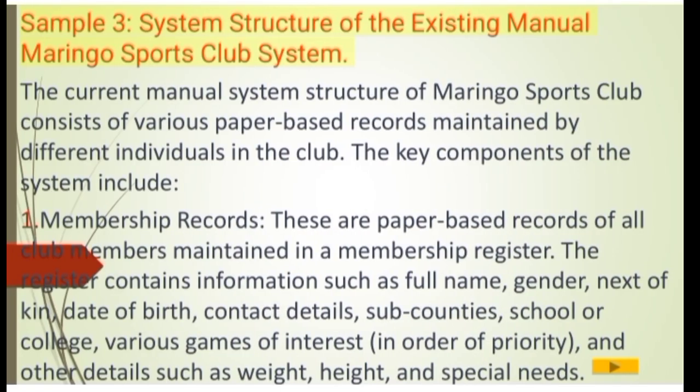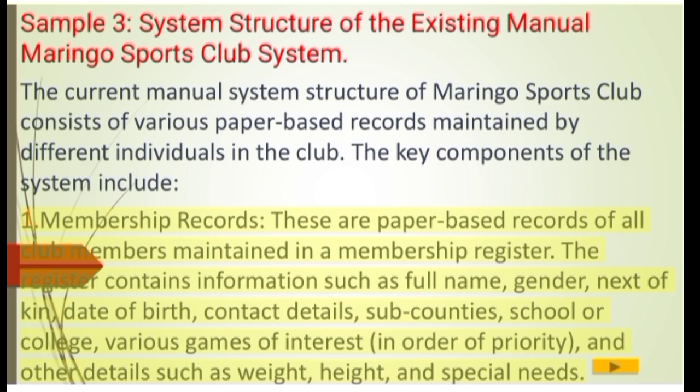Sample 3. System structure of the existing manual Maringo Sports Club system. The current manual system structure of Maringo Sports Club consists of various paper-based records maintained by different individuals in the club. The key components of the system include: 1. Membership records. These are paper-based records of all club members maintained in a membership register. The register contains information such as full name, gender, next of kin, date of birth, contact details, sub-counties, school or college, various games of interest in order of priority, and other details such as weight, height, and special needs.